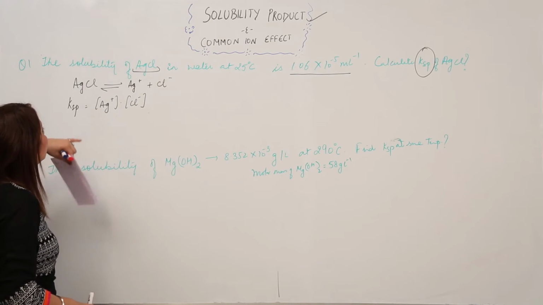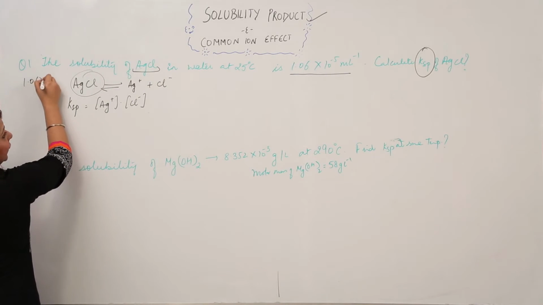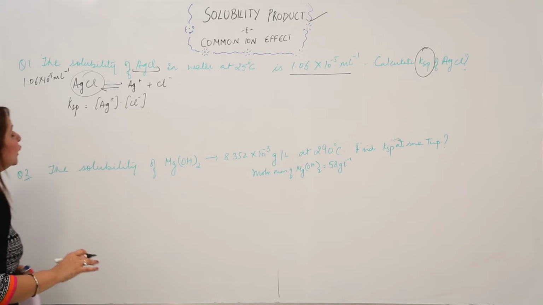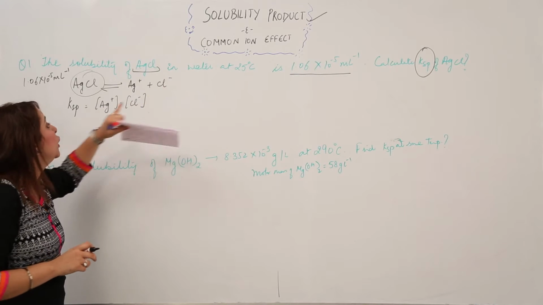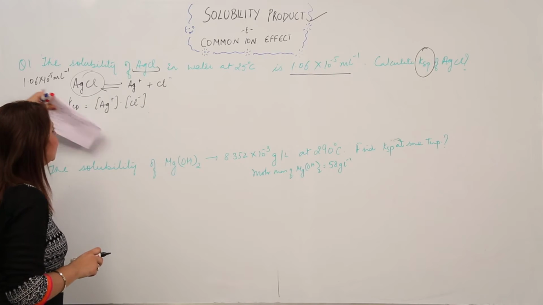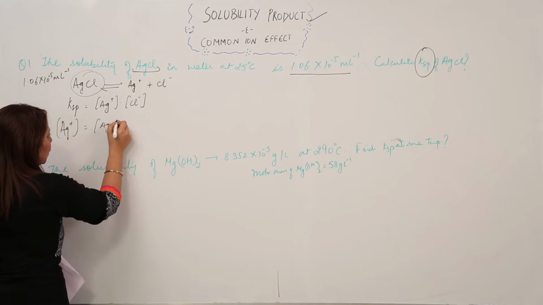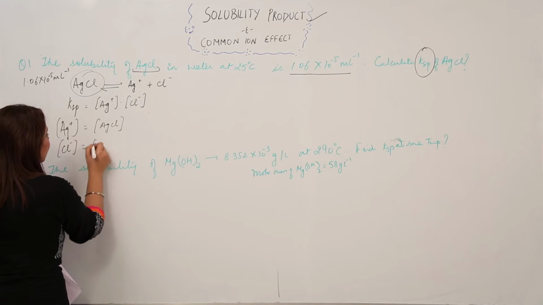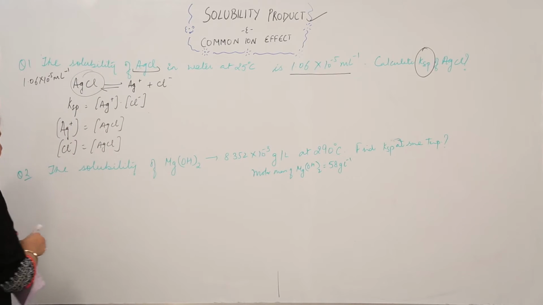And what you are given is that this AgCl concentration is 1.06 into 10 raised to the power minus 5 moles per liter, right? Because 1 mole AgCl forms 1 mole Ag positive and 1 mole Cl negative, if the AgCl concentration is this, then the Ag concentration is equal to the concentration of the AgCl, because 1 mole and 1 mole, right? Similarly the concentration of the Cl negative ion is equal to the concentration of AgCl, again because 1 mole and 1 mole, right?